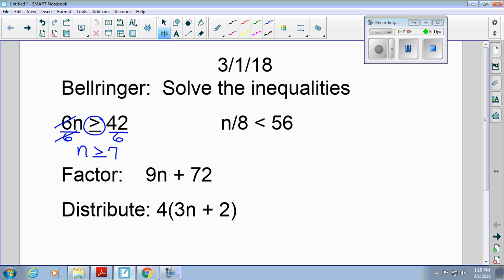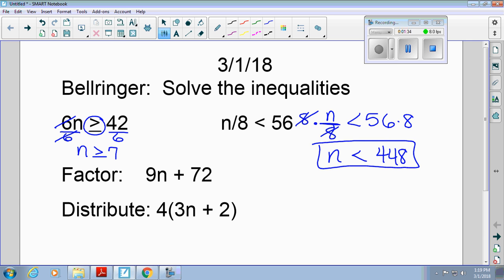On this one, you have n divided by 8, or n over 8, is less than 56. So to undo that division by 8, you want to multiply by 8 on each side. You're going to be left with n is less than, and when you multiply 56 times 8, you're going to get 448. All right, so any value less than 448 will make that inequality, n divided by 8 is less than 56, true.